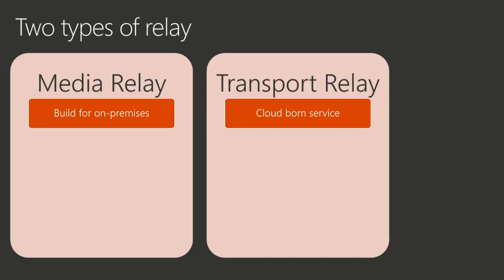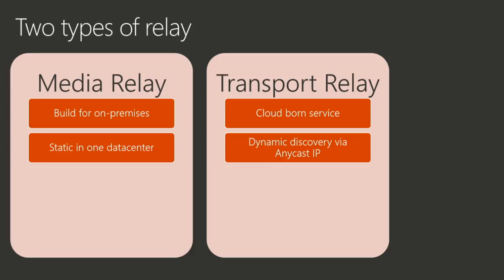And then over time we realized this is not really built for the cloud. This is built for on-prem. So we need to build a cloud solution. So we built this transport relay, which is a cloud-born service and has much more built-in scalability that we need, the management ability. But it also gives us more flexibility when you need to use one of these transport relays. The media relay is static in one data center.